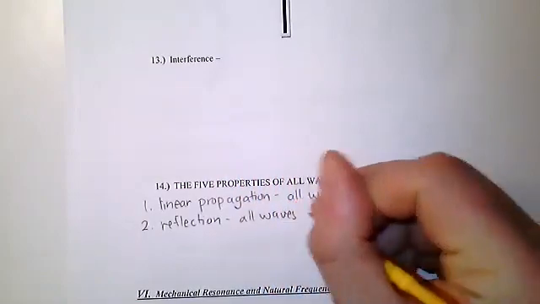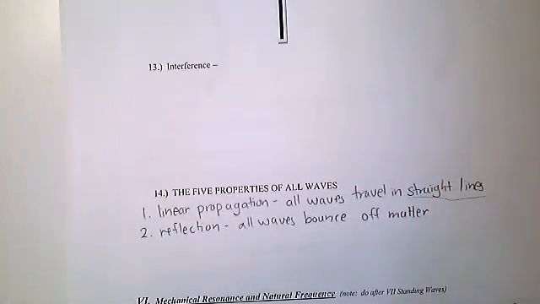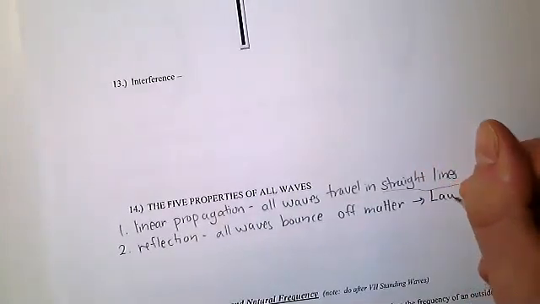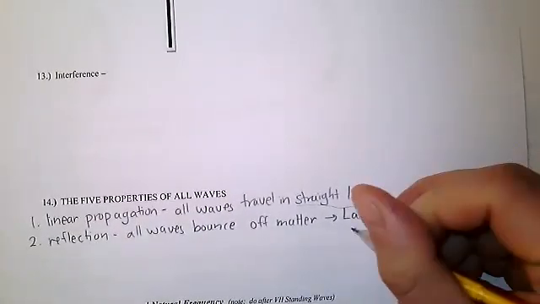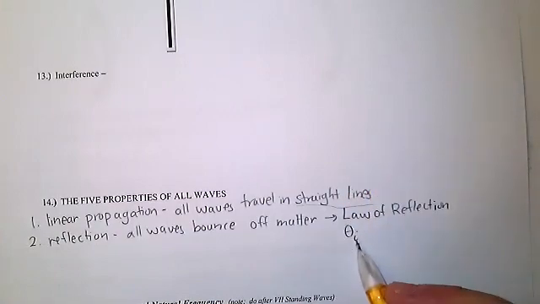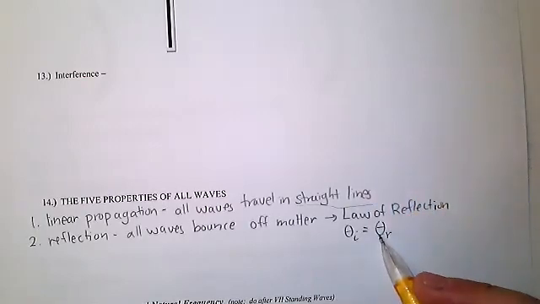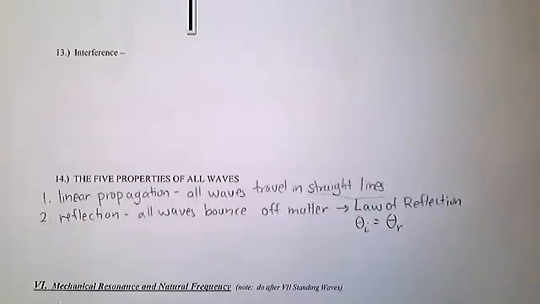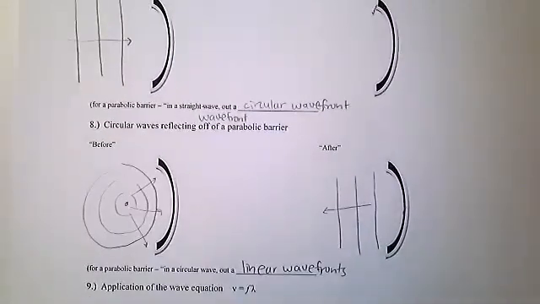And remember, reflection is that all waves can bounce off matter. And we have the law of reflection. The law of reflection, remember, states that our incidence angle, or the angle created between our incidence ray and our reference line, is equal to our reflected angle, which is the angle between our reference line and our reflected ray. Excellent. And we also found out this beautiful potpourri of all these different quirky behaviors when different waves hit different types of barriers at different angles.